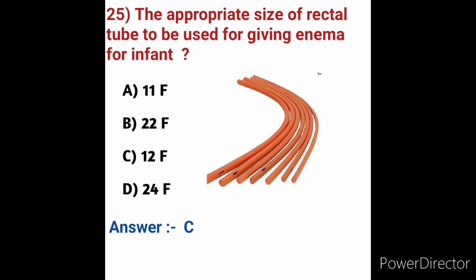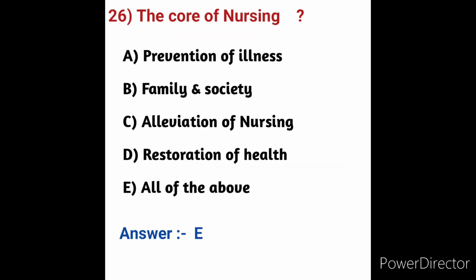Next, move on to question number 26. The core of nursing. Options: Option A, prevention of illness. Option B, family and society. Option C, alleviation of nursing. And option D, restoration of health. And option E, all of the above.